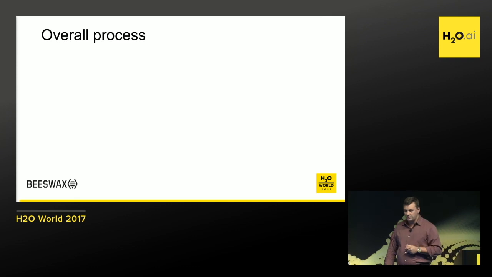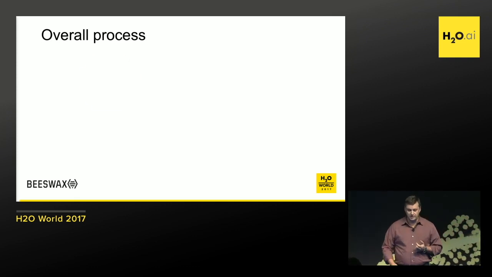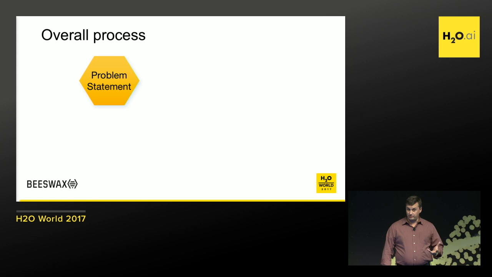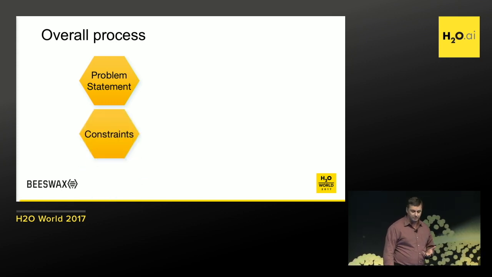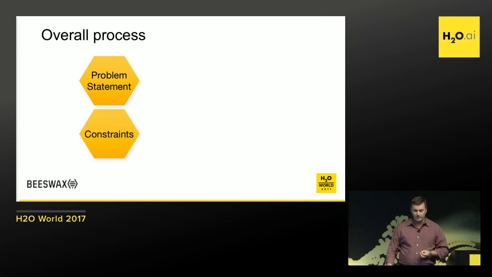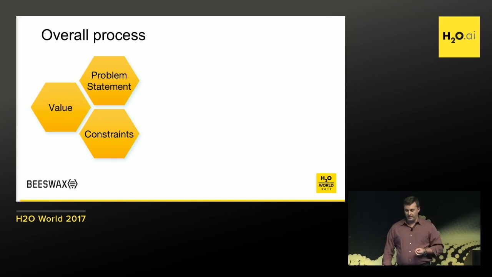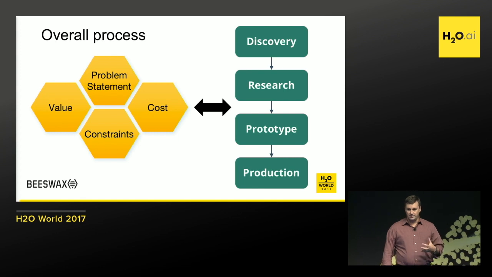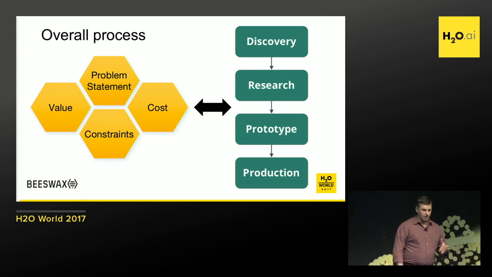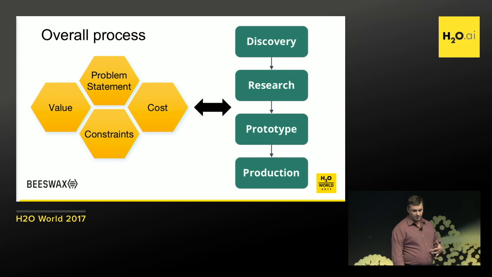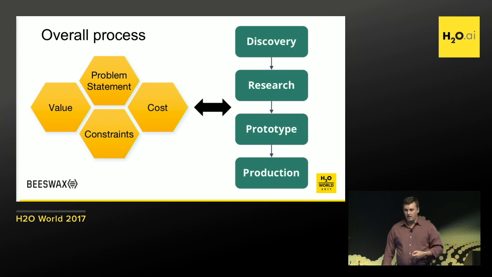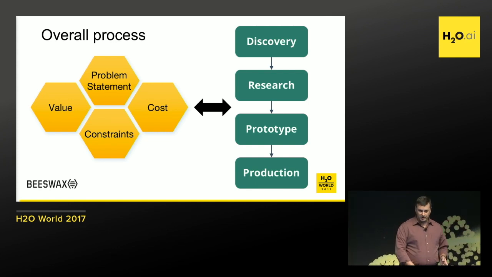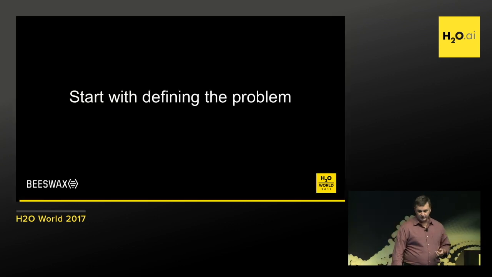Okay, so the overall process is kind of simple, we all know it. We have a problem statement, we define the constraints, we should know what the value is, what the cost is, and that starts at discovery, and then we go through a series of steps: research, prototype, production. So discovery will tell us why we build what we build and what it does. Research, is it even possible? Prototype, prove that it's possible, and production, actually do it for real.